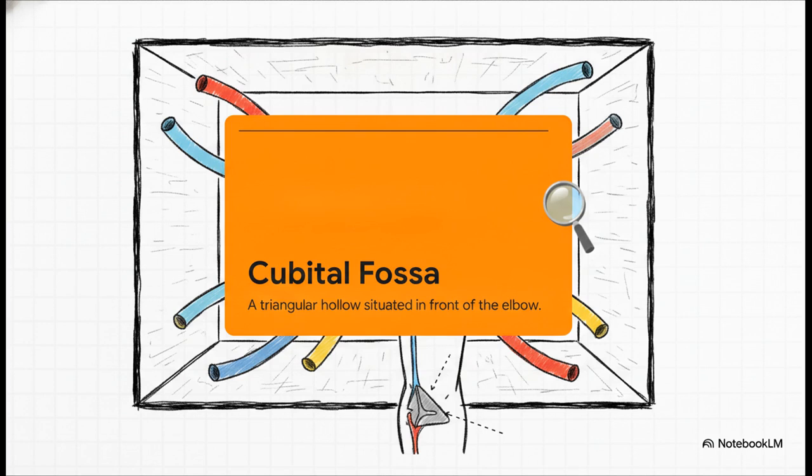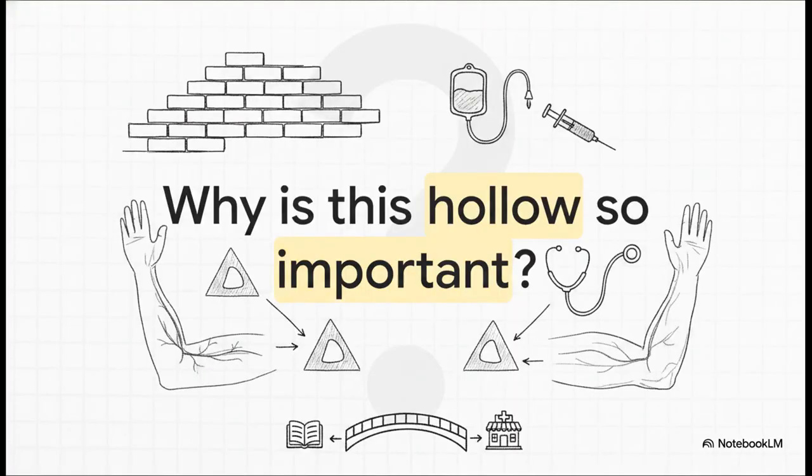But I want you to think of this not just as a flat patch of skin, but as a real three-dimensional room. It's kind of like a little valley nestled right into your upper limb. It's a highly specific, architectural space with its own walls, a floor, a roof, and some very important inhabitants passing straight through it.